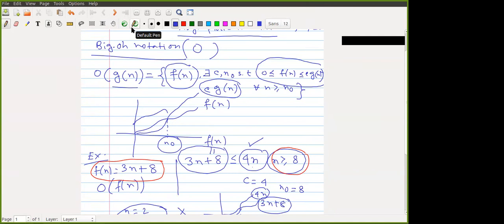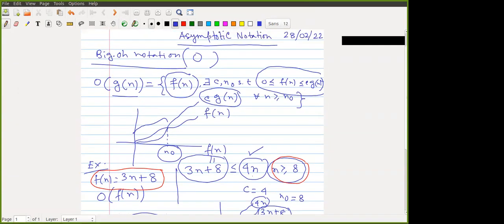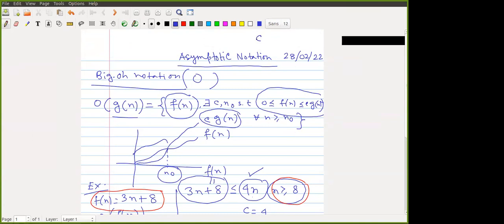Okay, so we'll go to the next part. These are very standard things. There is a very nice write-up in the CLRS book, by Cormen, Leiserson, Rivest, and Stein. So let's go to the next definition, where we will see what big omega notation is.